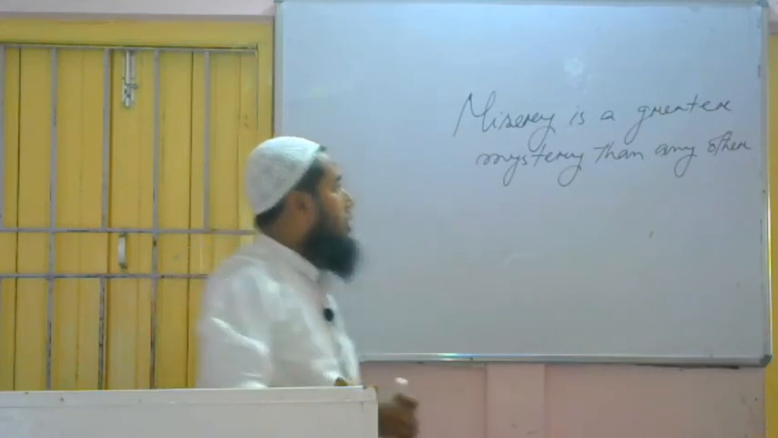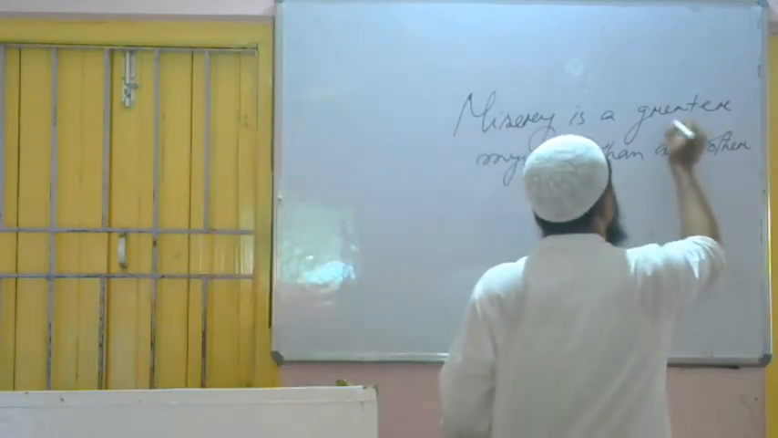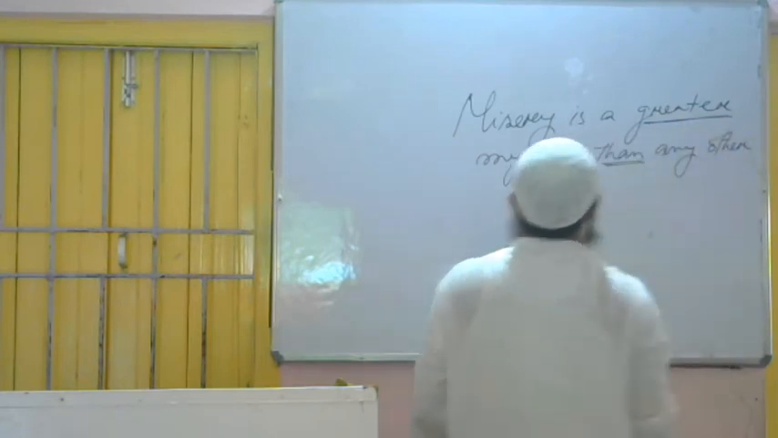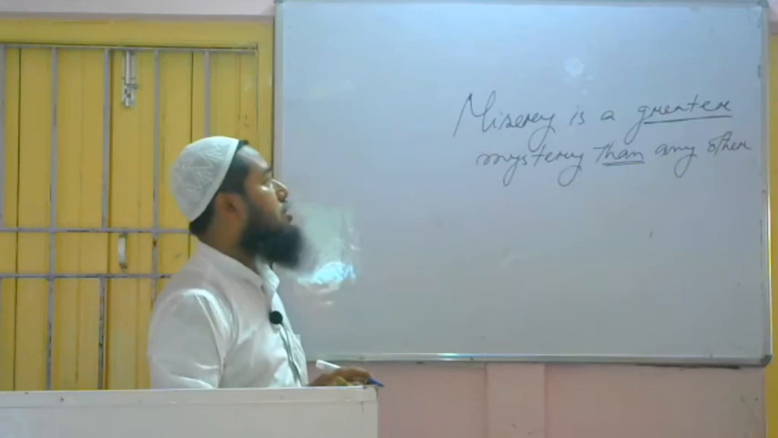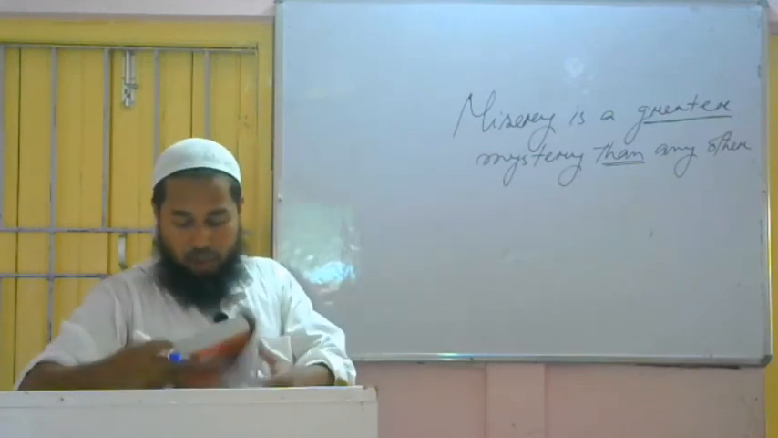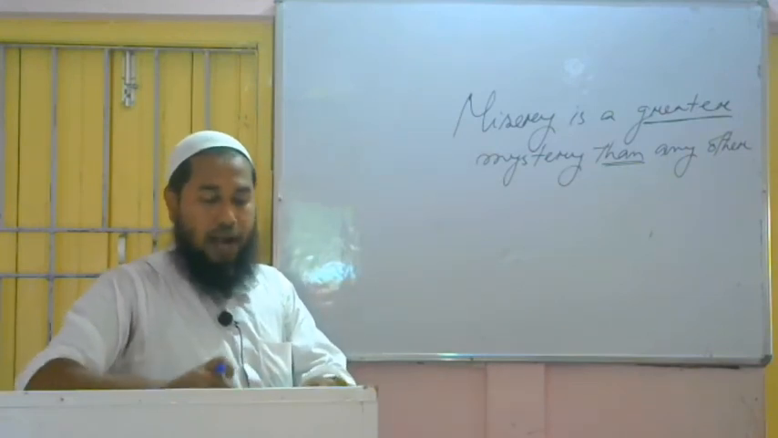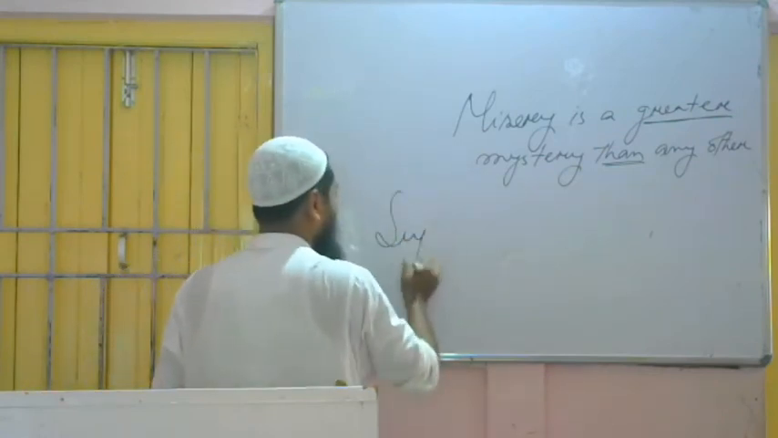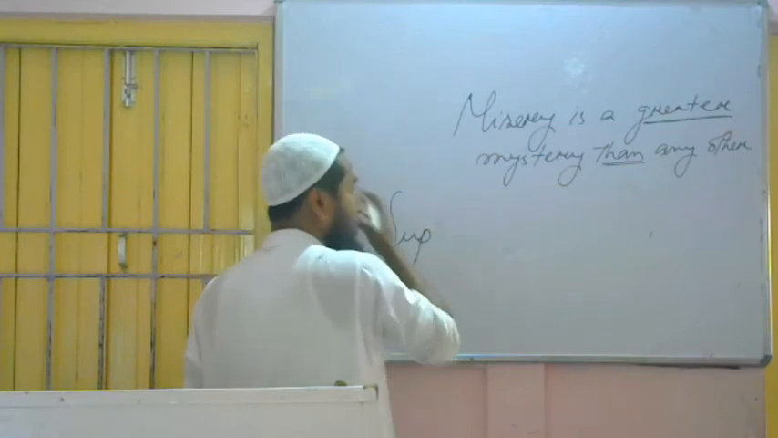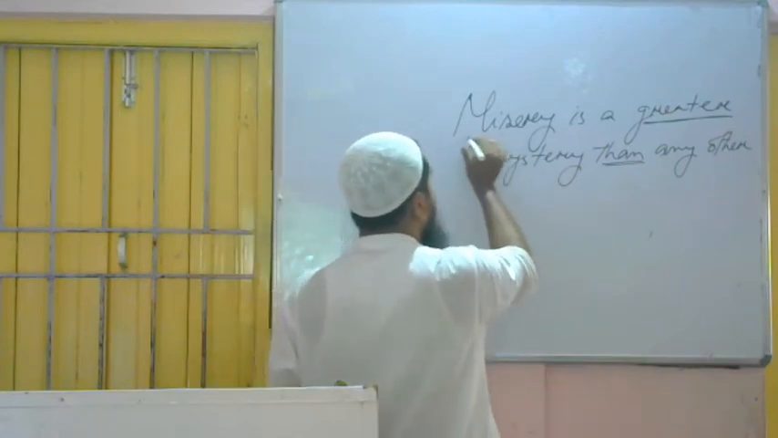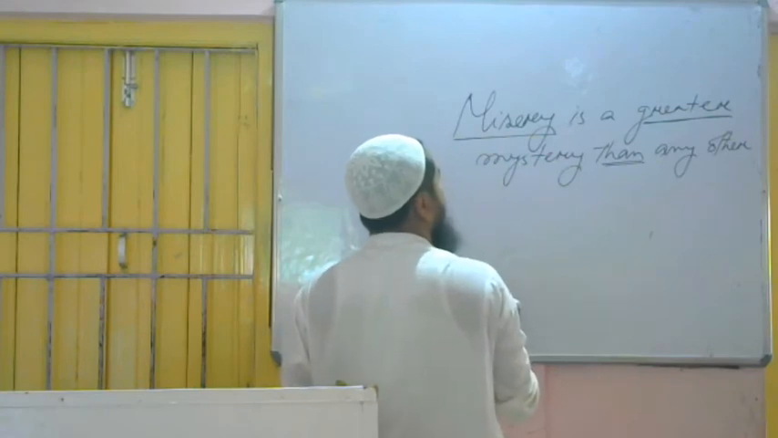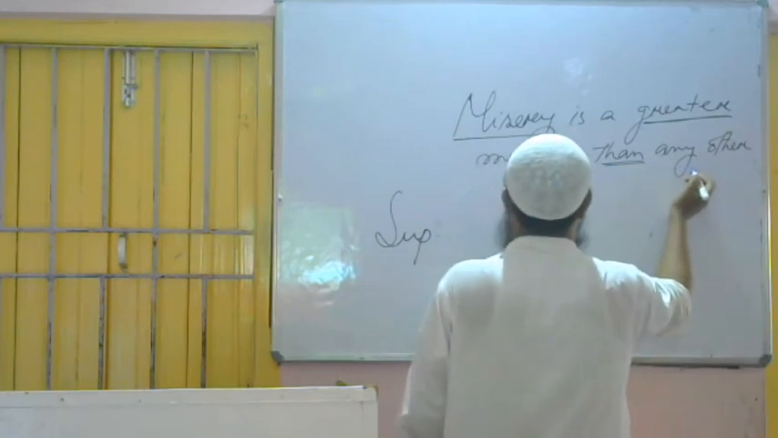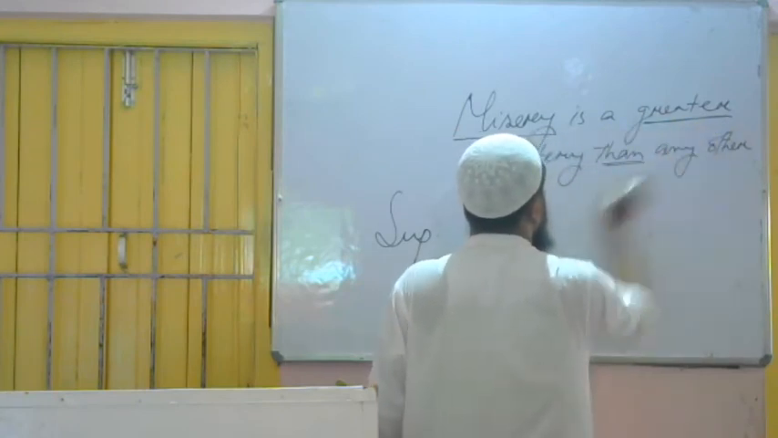This is a sentence of comparative degree, because we got the comparative form of the adjective great, and then we got "than". So from here we have understood this is a sentence of comparative degree, and we are asked to turn it into superlative degree. So comparative we got, now we have to change it into superlative form like the earlier one. So here one group is misery, and another group is any other.